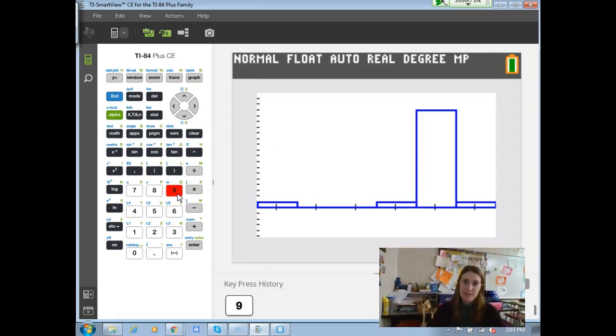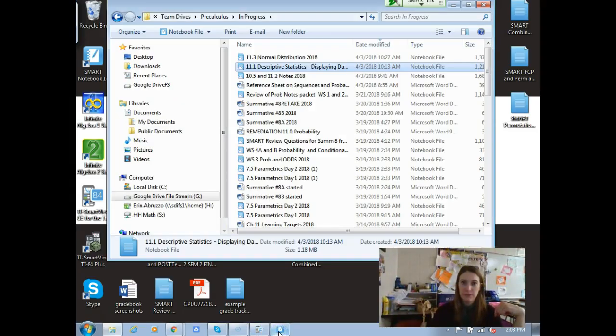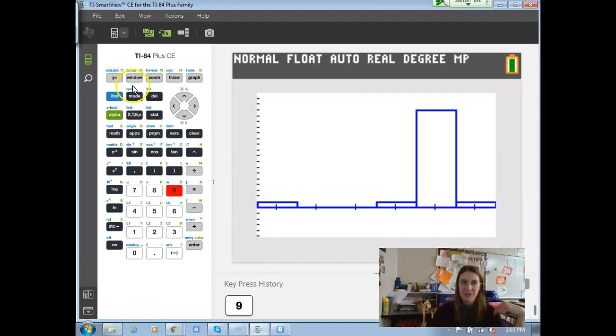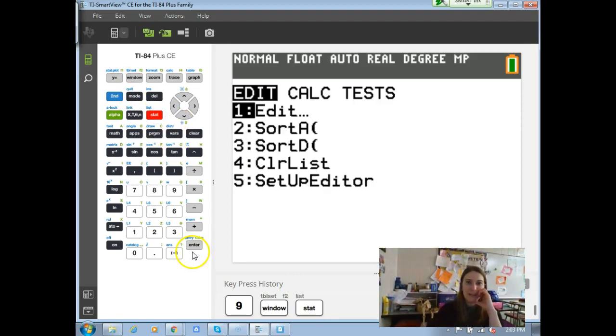So this data is a little funky. I feel like I typed something in wrong. I don't know. Maybe I did or not. Let's see what my window is. What did they choose for a window? So for X, you know what? I do have something entered wrong. Oh man. Edit.